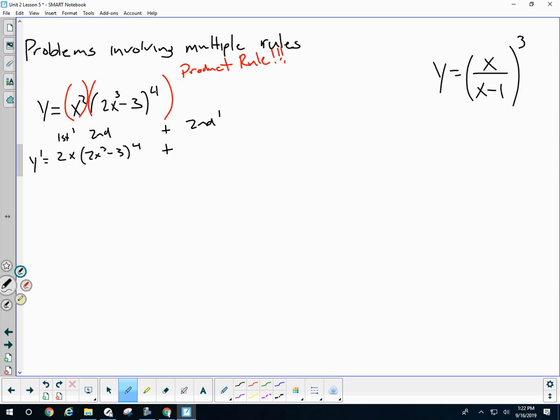Okay, now that I'm talking about the second's derivative, I need my O's and my I's. My O is stuff to the fourth. My I is 2x cubed minus 3. Derivative of my O, derivative of my I, multiply them together. You should be able to do that. This is an easy one.